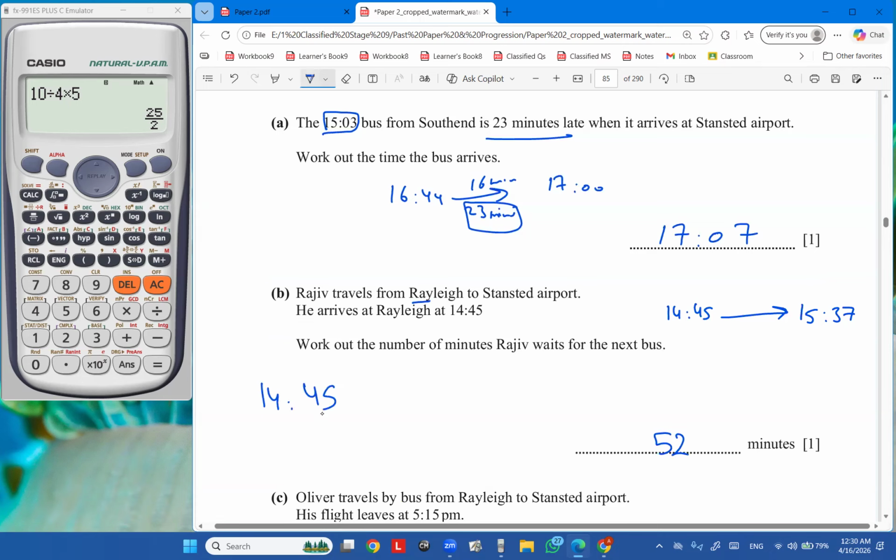You got many different ways to do this. You can say from 14:45, I've got 15 minutes until I reach 15 exactly. And then from 15 until 15:37, I've got 37 minutes. It's paper 2, so you can use the calculator or you can do it mentally. 37 plus 15 is going to give you exactly 52 minutes.